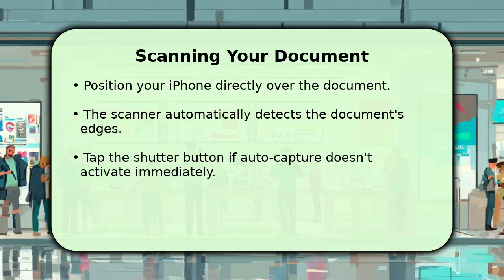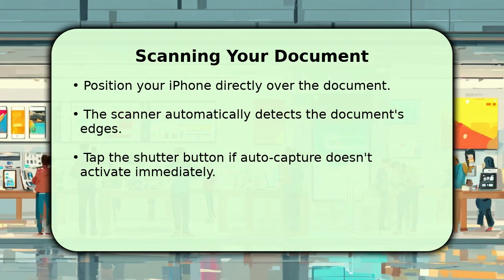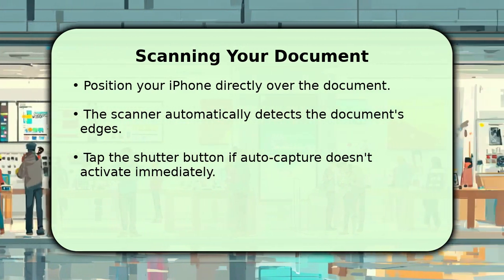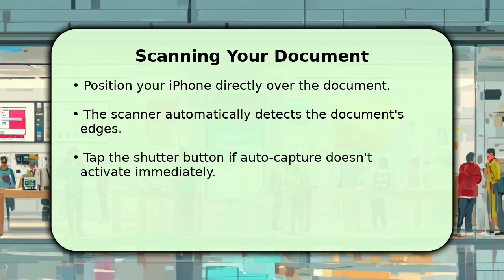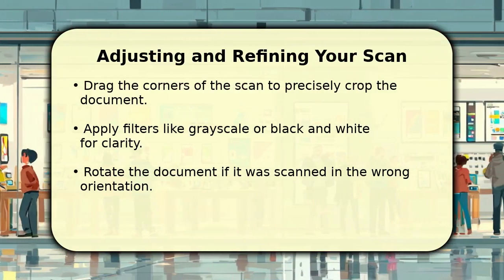If it doesn't auto-capture, simply tap the white circular shutter button at the bottom of the screen. Ensure good lighting for the best possible scan quality, avoiding shadows. After the initial scan, you might see a preview that allows for adjustments.